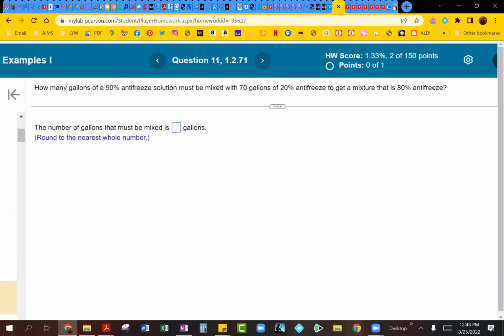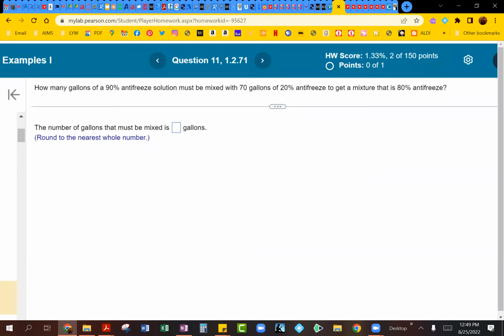So, of course, you're taking something which is very strong with something not quite as strong. So when you mix them together, your concentration level is going to come down. It's kind of like how you mix water with something to bring the concentration level down. So at that point, you will be getting 80% antifreeze. So the question technically is how many gallons of the 90% should we have? You're adding 70 gallons to that, which will lead you to your final product over here.